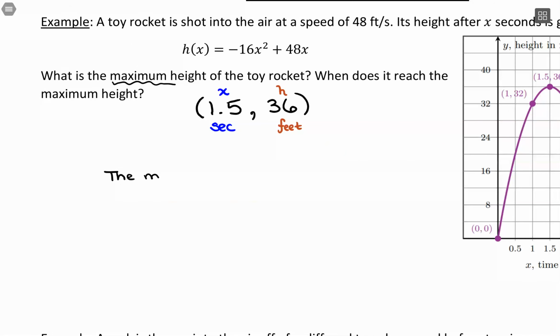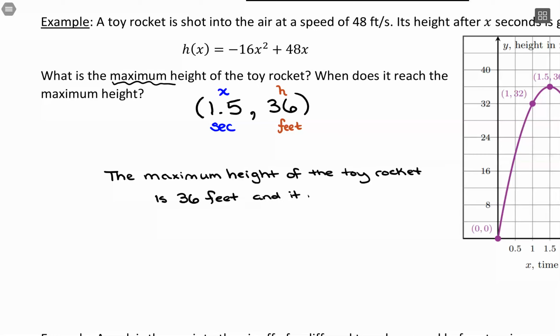the maximum height of the toy rocket is 36 feet. And it reaches this maximum height after 1.5 seconds. So that's how we can interpret our vertex in a sentence in terms of being a maximum in this case.